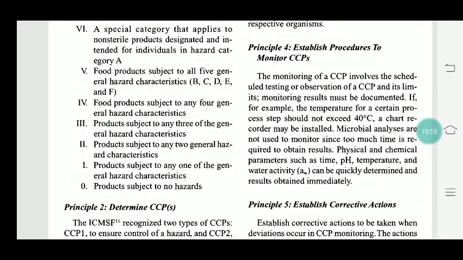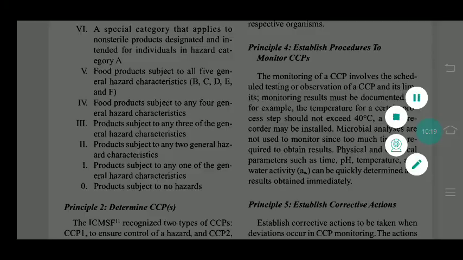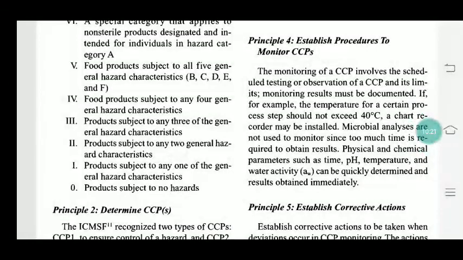Then the fourth principle is to establish procedures to monitor the CCP. So in the fourth principle, we establish some monitoring processes to check the CCP, like physical and chemical parameters such as temperature, pH, and water activity. We determine and record the results and continuously monitor the process.